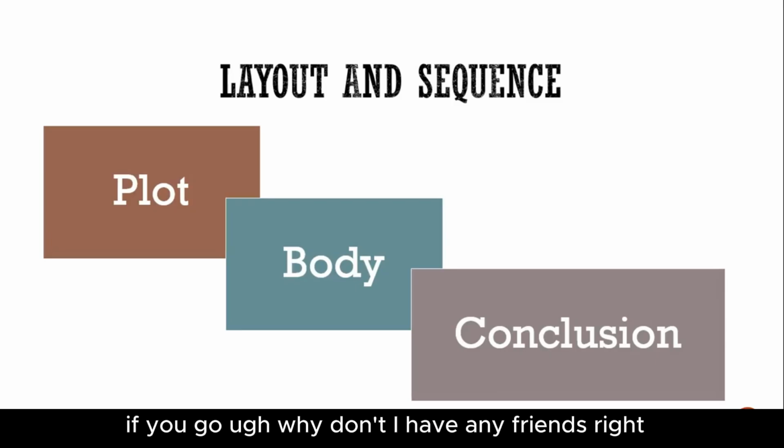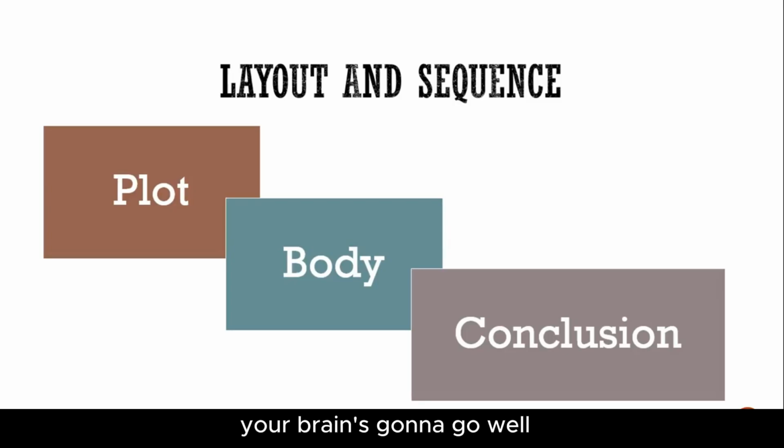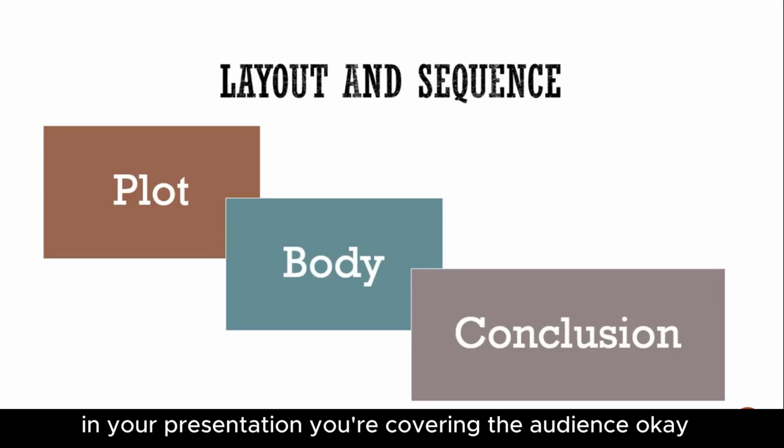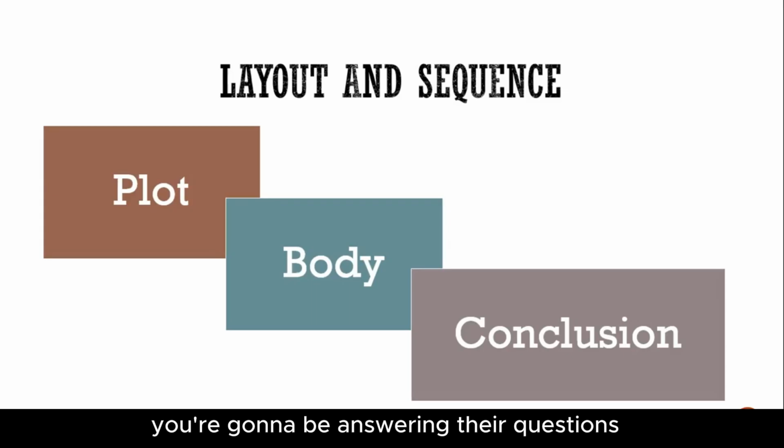For example, if you go, oh, why don't I have any friends, right? Your brain's going to go, well, first of all, your socks don't match. You don't do your hair. You don't tip your waiters and so on. But then you can say something like, what can I do to make more friends? And your brain is going to go, well, you can go to meetup conventions. You can start hanging out at this place. You can talk to your other friends and see what friends they have. Your brain is going to answer the question. So by starting off with the questions in your presentation, you're covering the audience. Okay? You're going to be answering their questions.